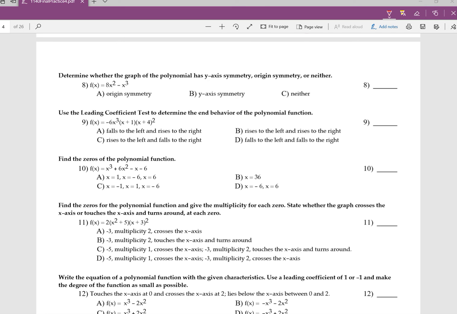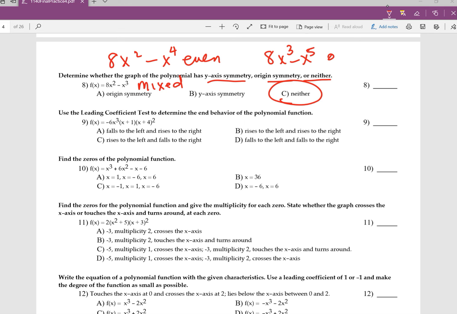Okay, number 8. Look at the exponents. Remember what I said about this? We're looking for y-axis symmetry, origin symmetry, or neither based on the function. And because that has mixed exponents, meaning you have odd and even, this has to be neither. If it were 8x squared plus or minus x to the 4th, then it's even. If it were 8x to the 3rd minus x to the 5th, then it's odd, because they're both odd, right? This is mixed, so it's neither.